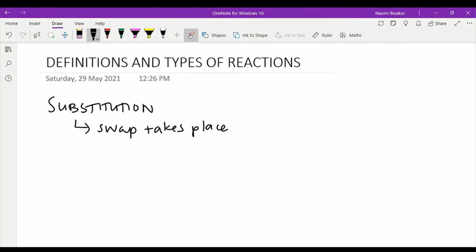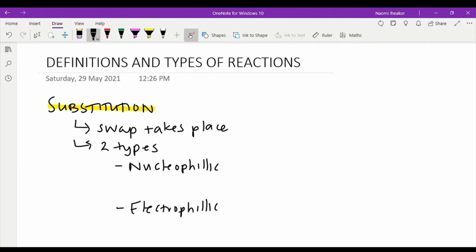Now, when we talk about substitution reactions, we can further break this down into two main types. So our two types of substitution reactions are nucleophilic, and we also have our electrophilic. So a nucleophilic substitution reaction, as the name suggests, will be a substitution reaction in which something is swapped by a nucleophile. And so we have to define what a nucleophile is.